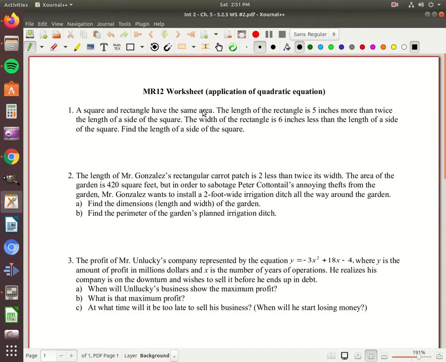So it says a square and a rectangle have the same area. The length of the rectangle is 5 inches more than twice the length of the square. So this is kind of like what's going on here. So we have a square and we have a rectangle, and they have the same area. It says the length of the rectangle is 5 inches more than twice the length of the side of the square. So let's call the side of the square x, and let's call this 2x minus 5, right? Oh, wait, 2x plus 5. So it says the length of the rectangle is 5 inches more than twice the length of the square. The width is 6 inches less than the length of the side of a square.